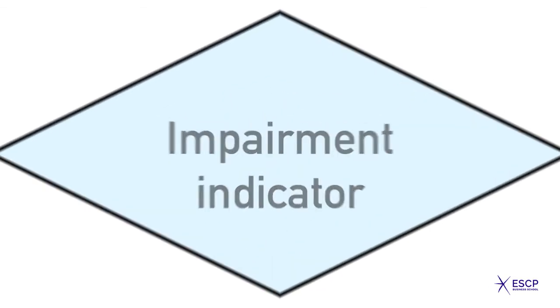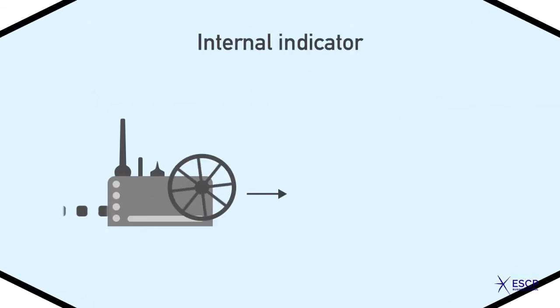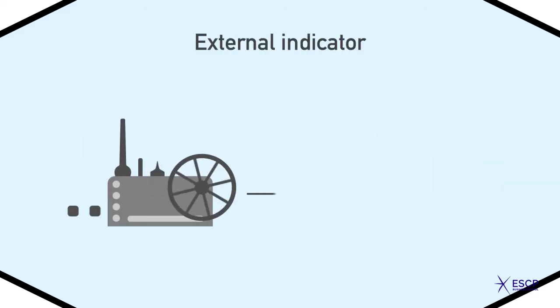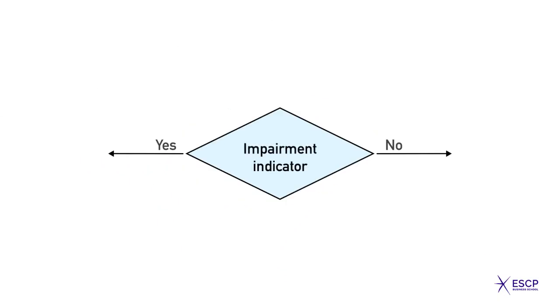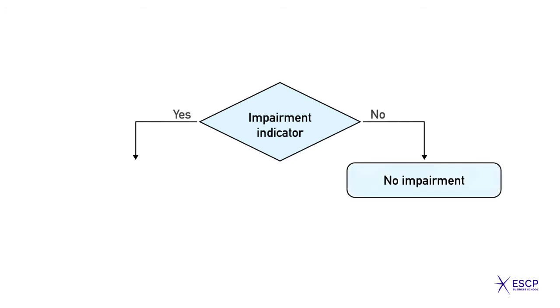These indications may be internal, such as significant changes in the way the asset is used, or external, for example, the decline in the market value of the asset due to technological change. When there is no indication of loss of value, there is no impairment test to do, and hence no impairment to be recorded for depreciable assets.